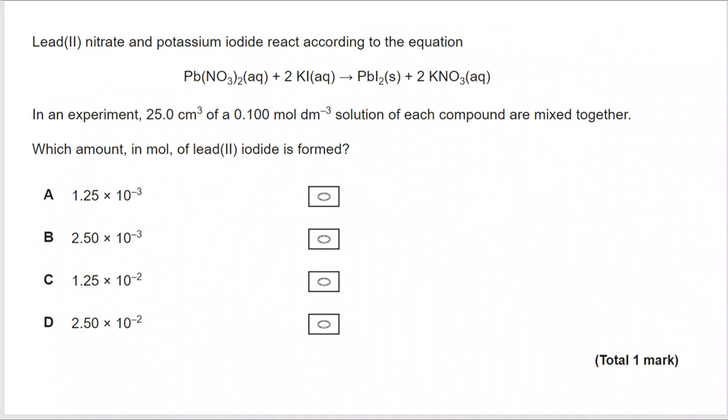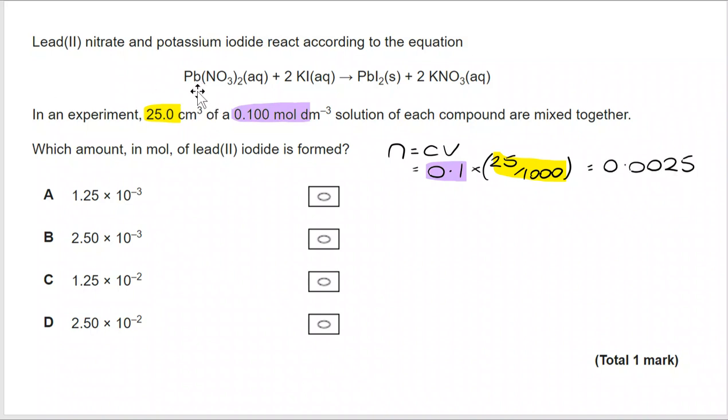On to the second question of 5 here. Have a look through this one. In this, you need to look at the state symbols. We're making solid lead iodide. It's a common precipitation reaction. And again, you've been provided with some information. We've got concentration and volume of each of the 2 compounds. So let's work out how many moles of each of them we started with. Well, n is C times V. Concentration is 0.1 and my volume is 25, but divided by 1000 because I want it in decimetres cubed. Now this means I started with 0.0025 moles of lead nitrate and 0.0025 moles of potassium iodide based on the information given in the question.